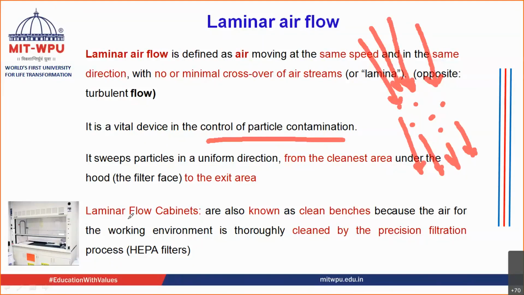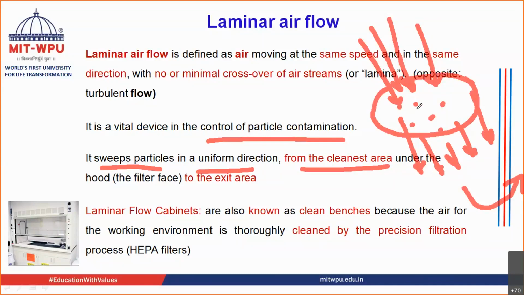Now what are the types of it? But before we go to the types, what it actually does, as I told you, is sweep the particles. So this is the particle, it is sweeping the particle in a uniform direction, in this direction. And as it moves down, from here it gets removed from the system, from the room. So it sweeps the particles in a uniform direction from the cleanest area. This is the area which we want clean. So it removes the particles from the cleanest area, under the hood. Supposing we want this area to be clean, whatever particles are present over here are getting removed.